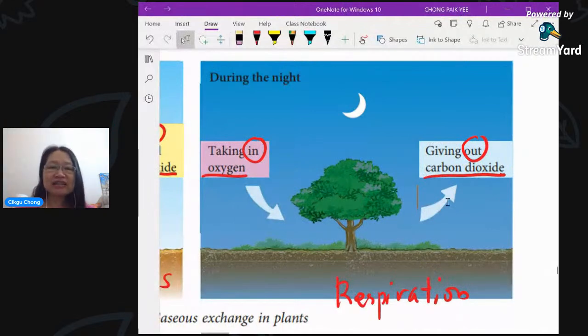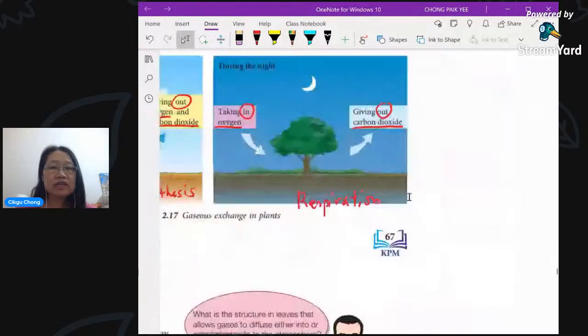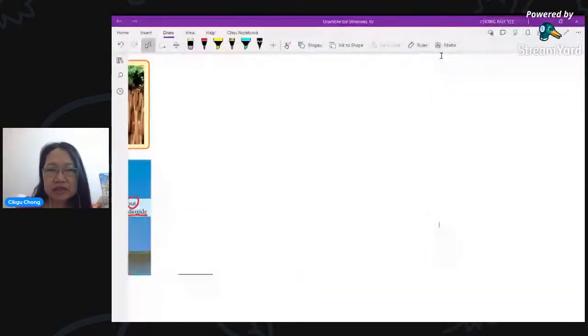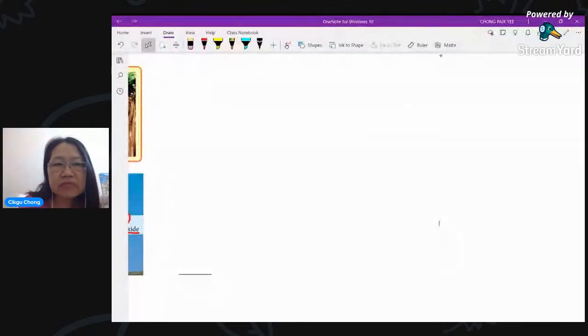All right, now let's go on. All right, let's go on here. Let me write down the equation. You need to remember this. Respiration and photosynthesis, the equation. All right, okay, I will just make this bigger so I can write here. Let me continue. Let me revise your respiration first.